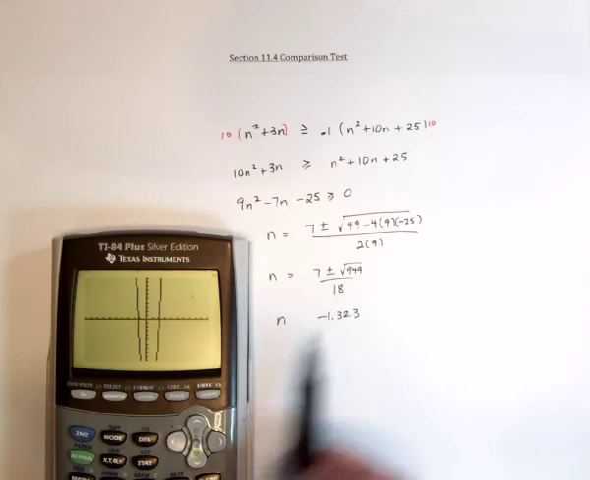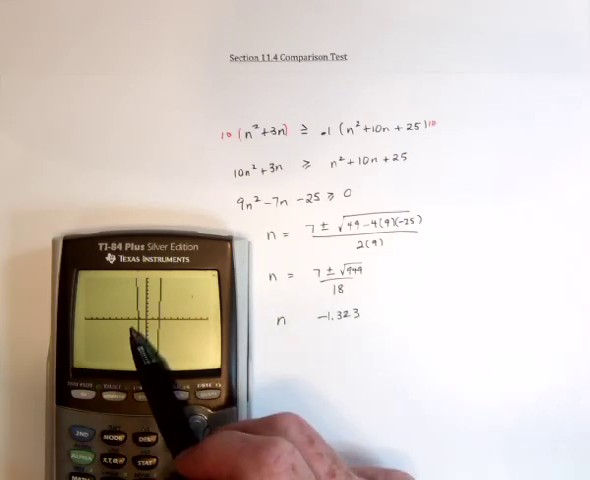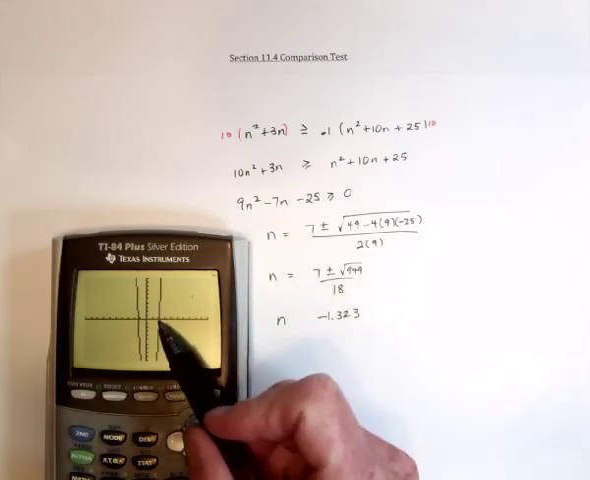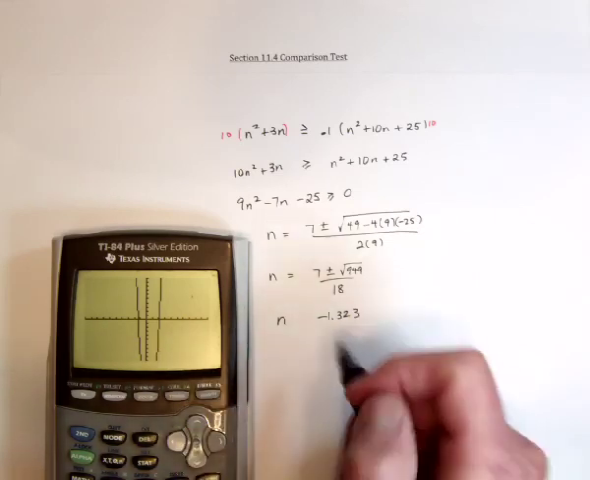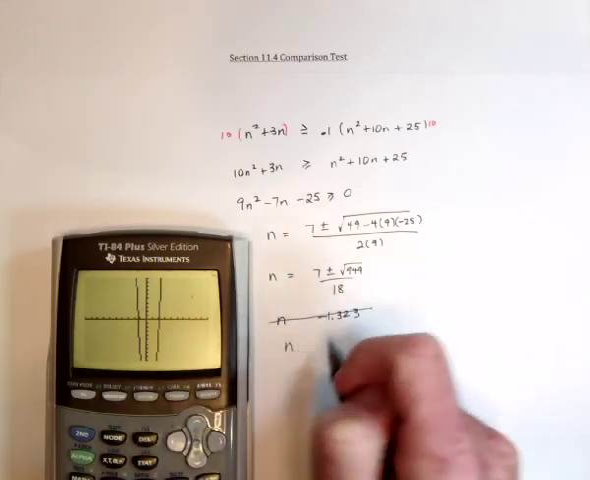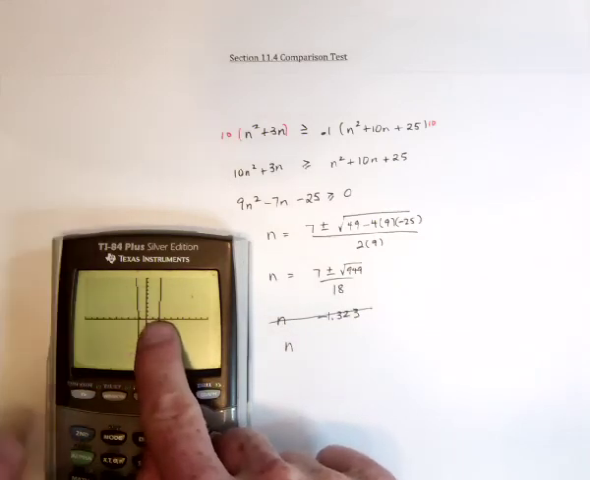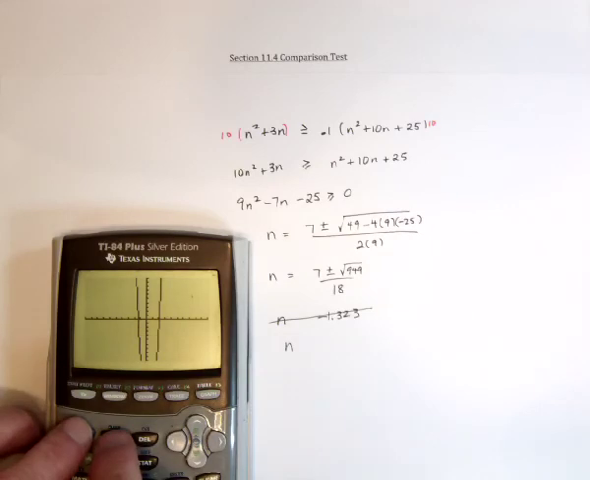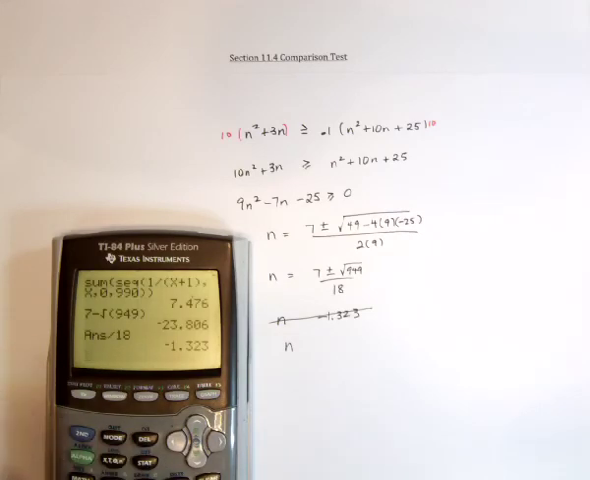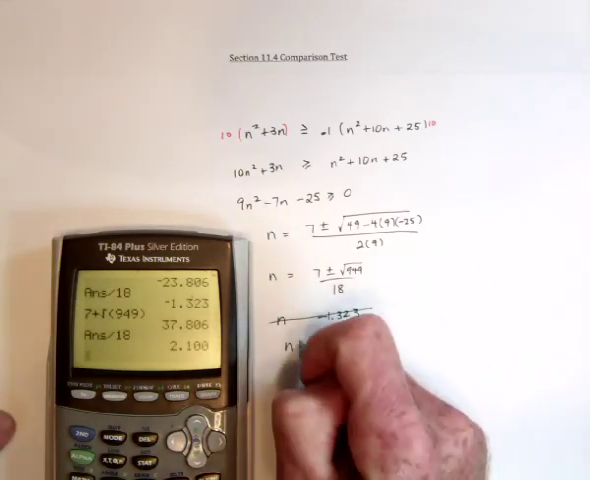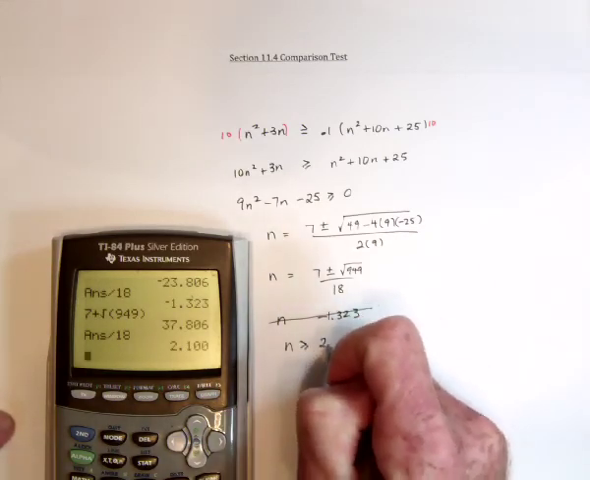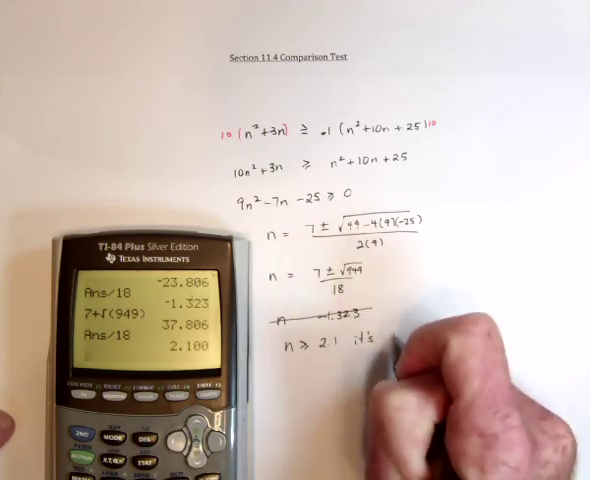So the negative 1.3, that's this one over here. Our n's are positive, so we want this one right here. So that's at 2 point something. So we don't really want the negative one, we want the positive one. So that's going to be, from this point on, yes, the parabola is positive. So 2.1 or whatever it is. Let's see, 7 plus the square root of 949 divided by 18. Okay, so for n bigger than or equal to 2.1, it's true.